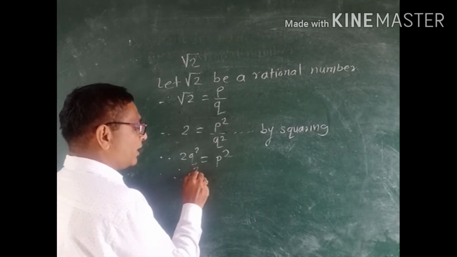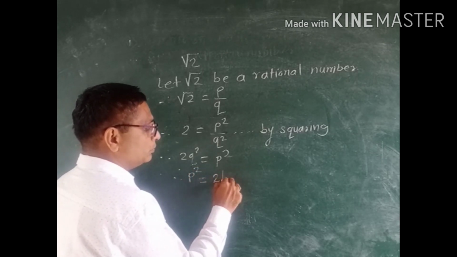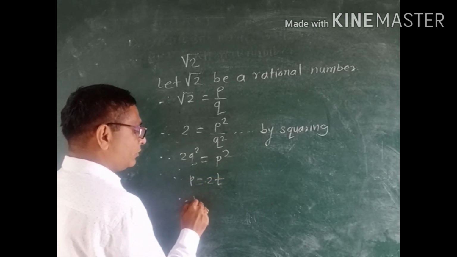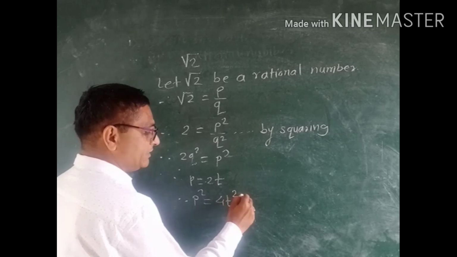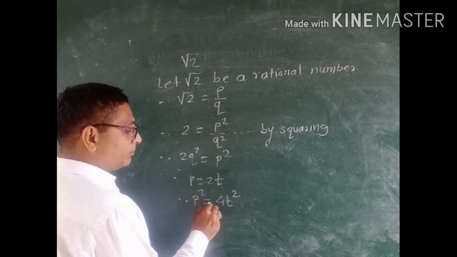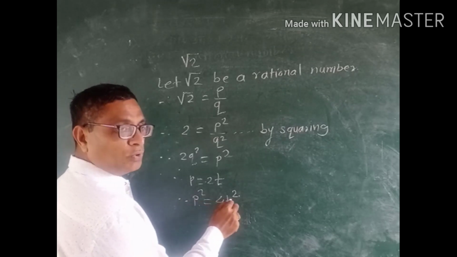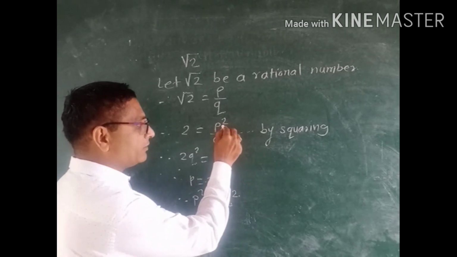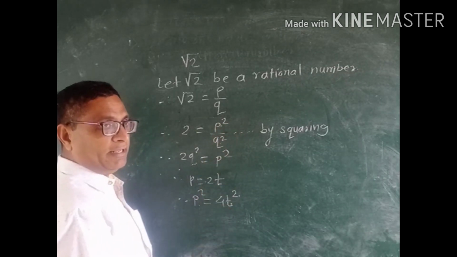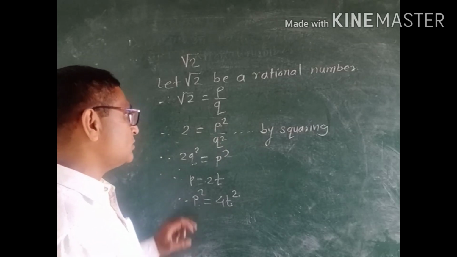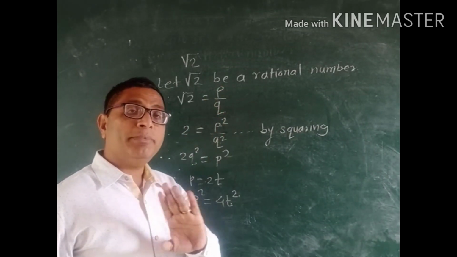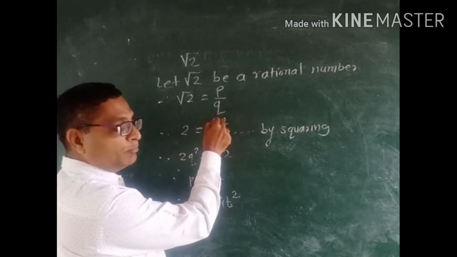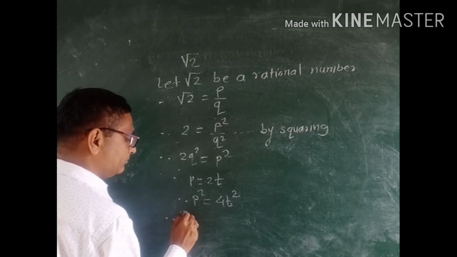Therefore, p is equal to 2t. Therefore, p square is equal to 4t square. That means p is also an even number. If p is an even number and 2 is a common factor of p square and q square, then it is contradictory, because in p upon q form no number is common except 1, and here it tells that 2 is common in both of these. This is contradictory.